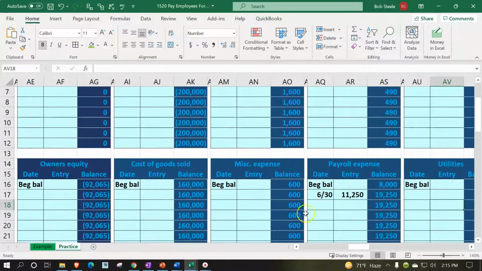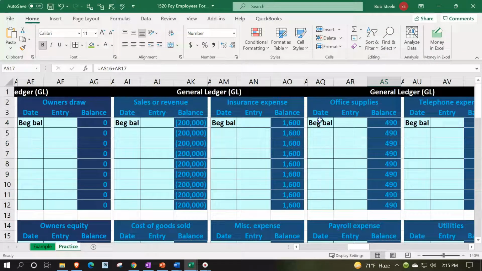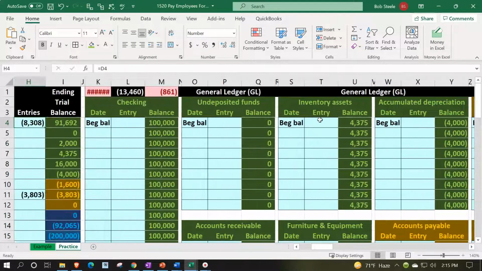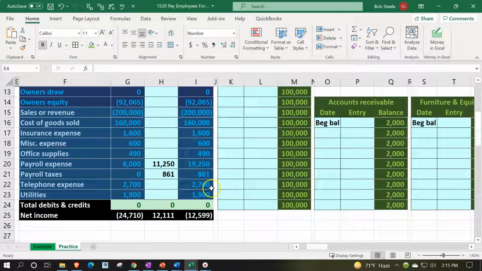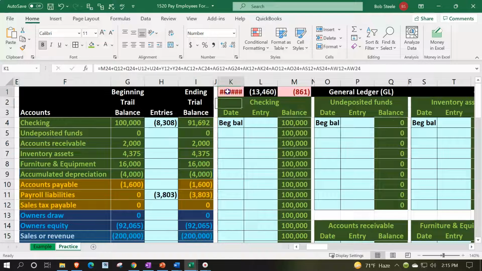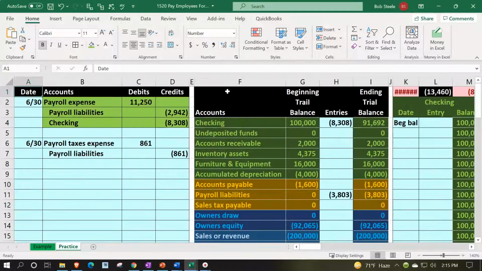So there we have it. 8,000 goes up by the 11,250 to the 19,250. That 19,250 should also be on the TB, trial balance. It is indeed. We're out of balance on the GL till we record the rest of it.